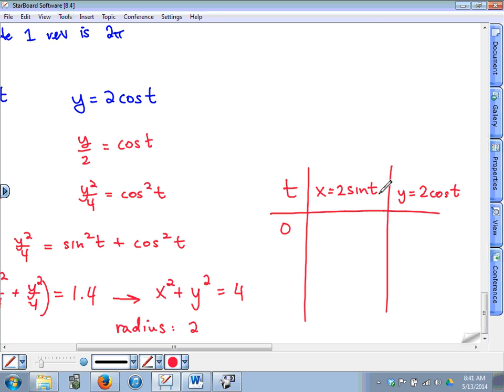So, if t is 0, what's the sine of 0? Think unit circle. Here's the unit circle. Here's the point (1, 0). This is where it would equal 0. The sine would be the y value, right? So the sine of 0 is 0. 0 times 2 is still 0. So the x value at that point is 0. Now, for the y-ordinate here, cosine of 0 is 1. 1 times 2 is 2.